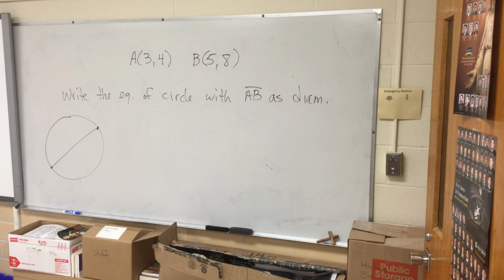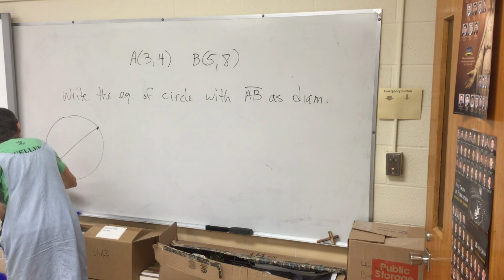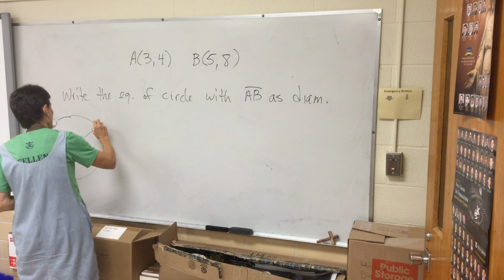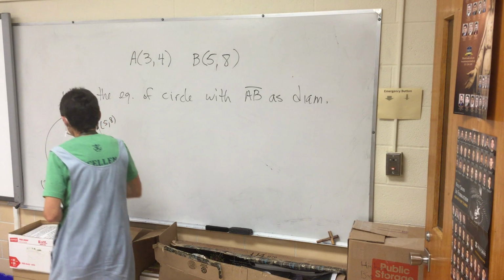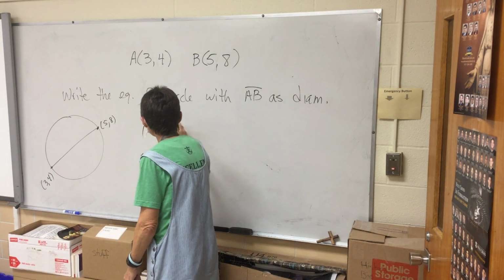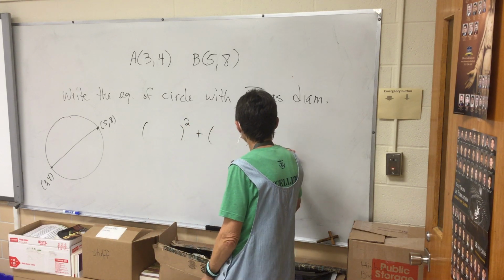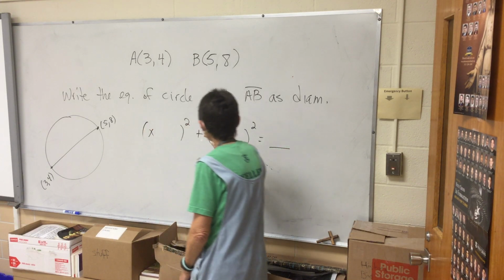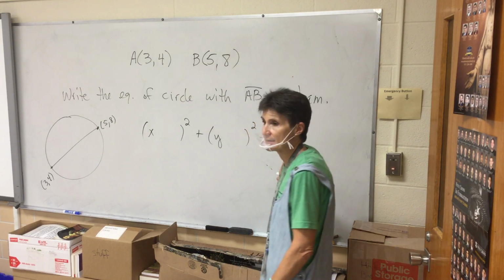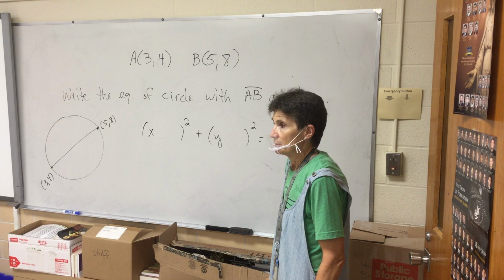So we have a circle, we have the endpoints of the diameter, and our job is to write the equation of the circle. Now, do you remember that the equation of a circle looks like this? There's an x parentheses and a y parentheses, and it equals a number. Do you remember that? Yes.